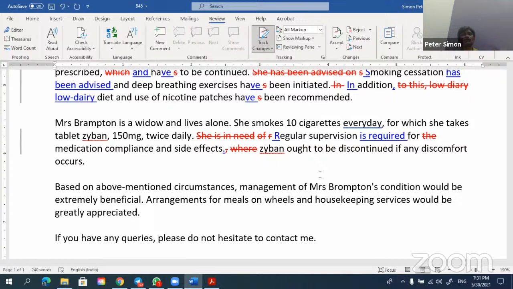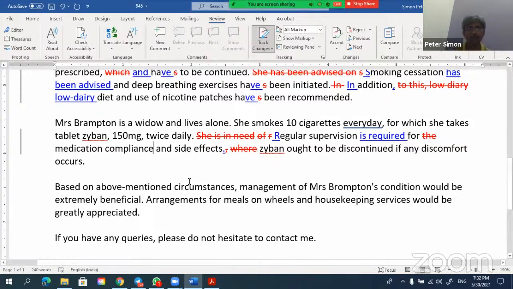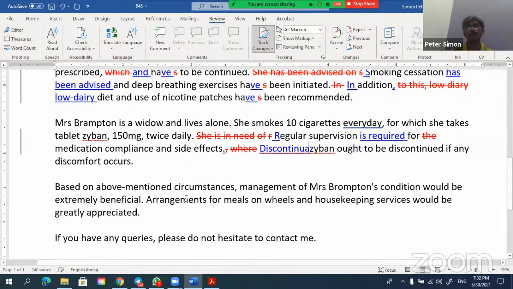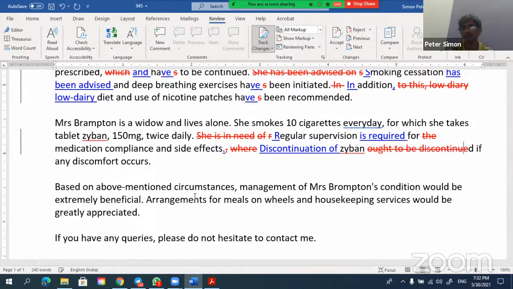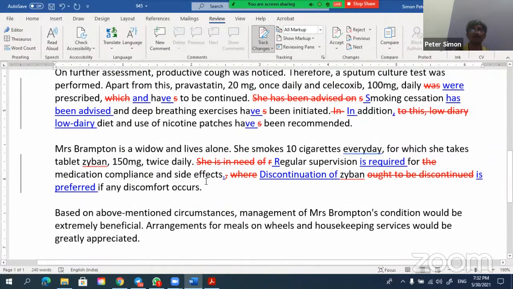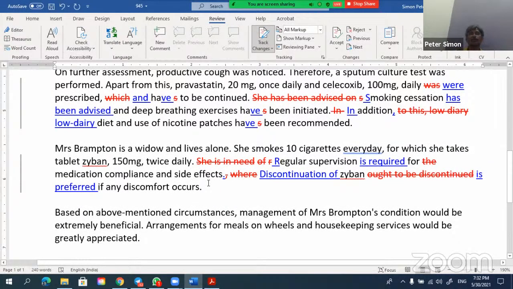Under problematic situations or in case of side effects, Zyban ought to be discontinued. Discontinuation of Zyban is suggested in case of side effects. Like that you could have written, no? So discontinuation of Zyban is suggested, is advised, is recommended. Discontinuation of Zyban is preferred in case of side effects. So you need not write side effects there, you can write it here. Why double?